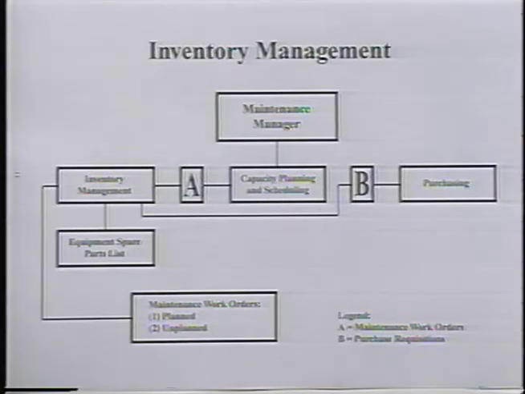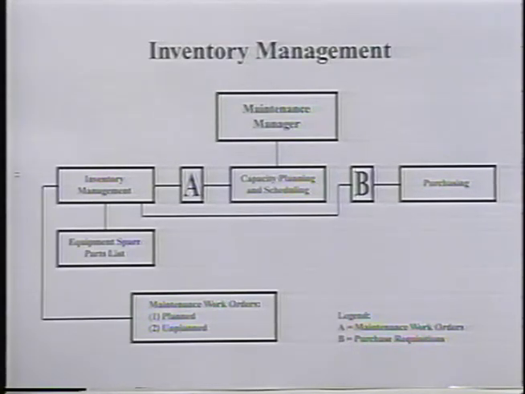You'll also note there's another input into inventory management, and that is the maintenance work order planning and scheduling system. There are two types of maintenance work orders: those that are planned, identified as 1, and those that are unplanned, identified as 2. Planning is a byproduct of preventative maintenance, predictive maintenance, and major and minor overhauls. The unplanned maintenance work orders are a byproduct of what I would call maintenance work order requests.